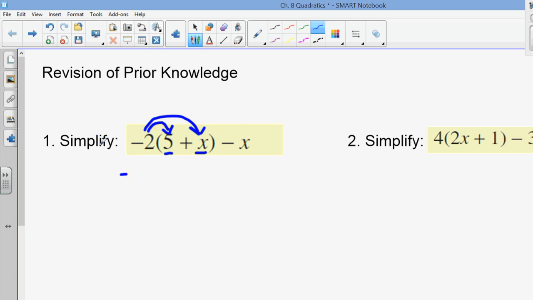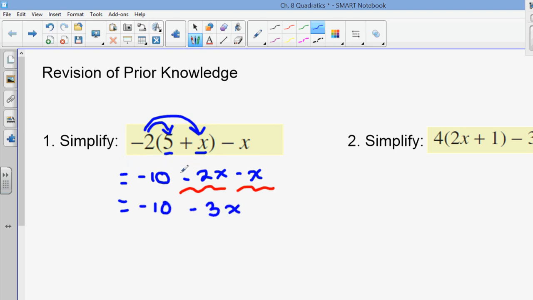Otherwise, if you really are not sure, we'll go ahead and put equals -2 times 5. Remember, we're multiplying. -2 by positive 5 is -10. -2 by positive x is -2x. And then this negative x is outside the brackets, so we just bring it down. Combining like terms, so notice your -2x and negative x can be combined. So we have -10 stands alone and -3x.